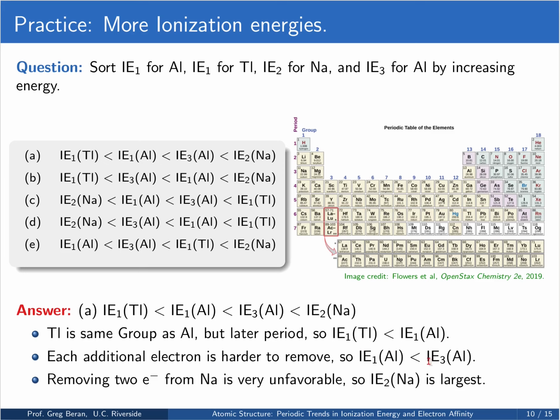So we know the third IE is going to be greater than the first IE. Finally, removing 2 electrons from sodium is very unfavorable. It can remove one relatively readily, but the second one would end up coming out of one of the 2p orbitals. And so this is going to be the largest ionization energy.